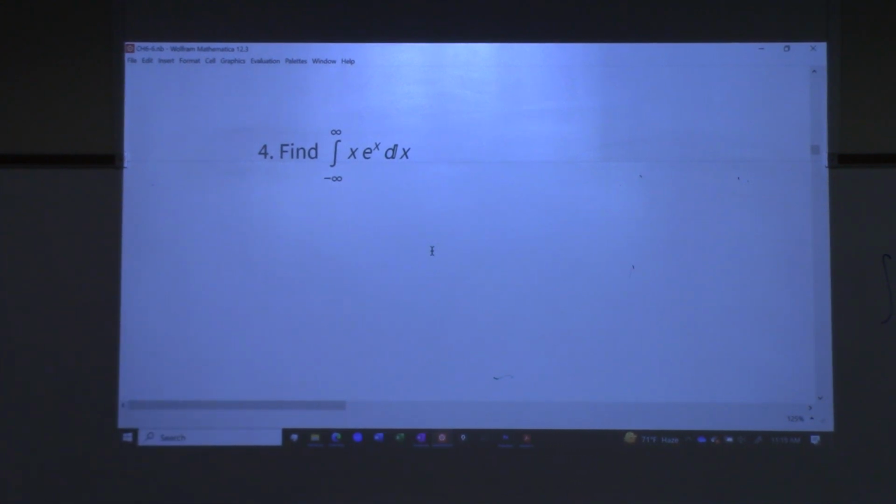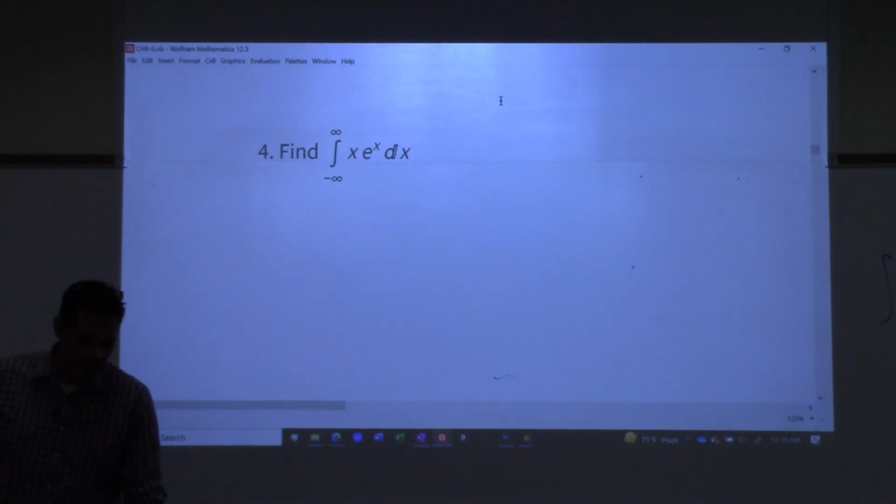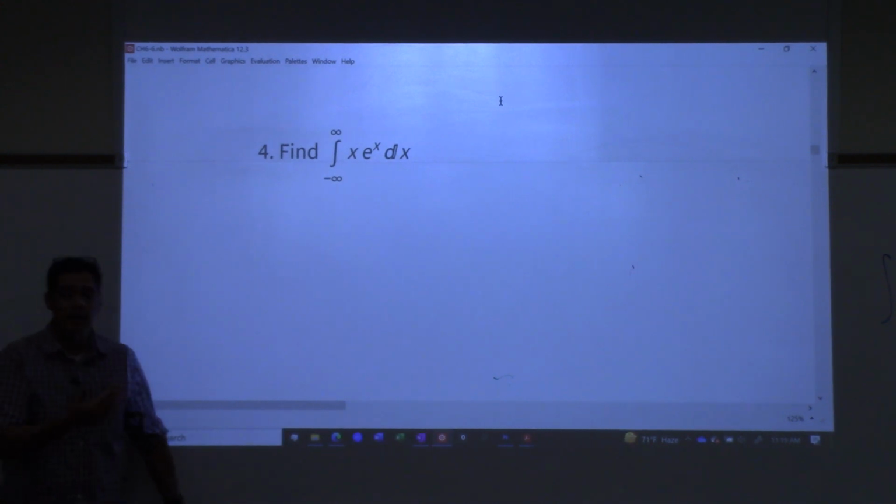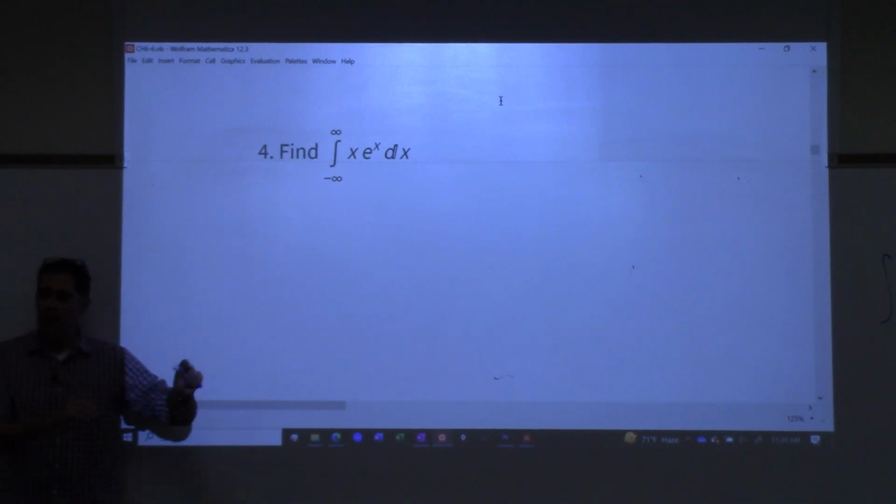Negative infinity to infinity, x e to the x. There's a lot of different ways you can start thinking about this. One thing you could do is say, look, I've got negative infinity to infinity, so I'm going to need to split it into two integrals. One goes from negative infinity to 0, the other goes from 0 to infinity. You could start going down that road.